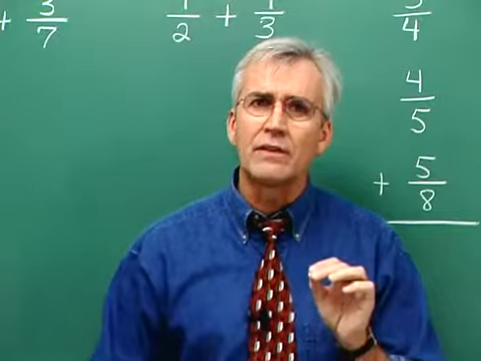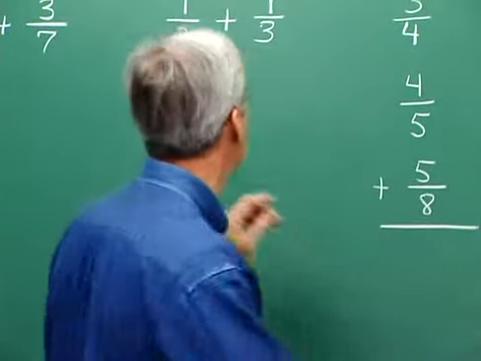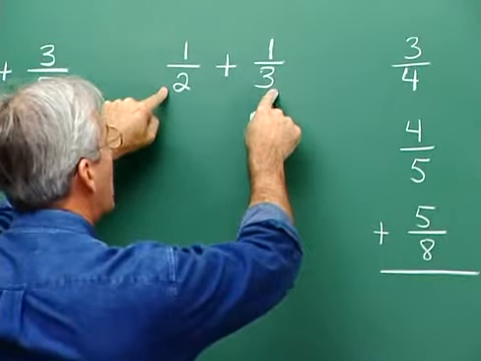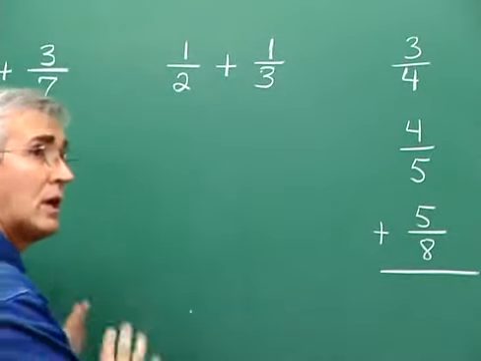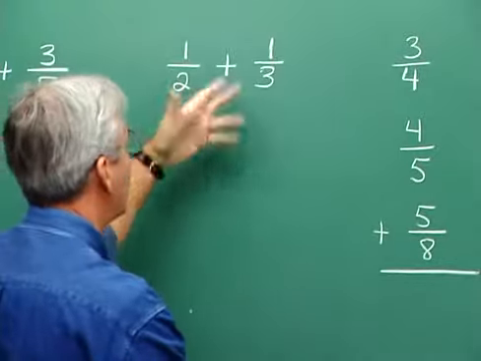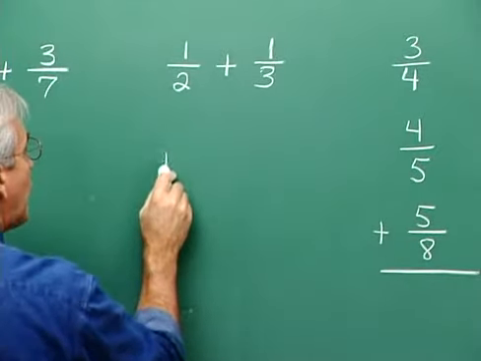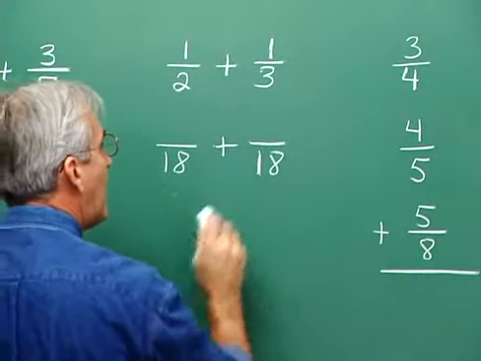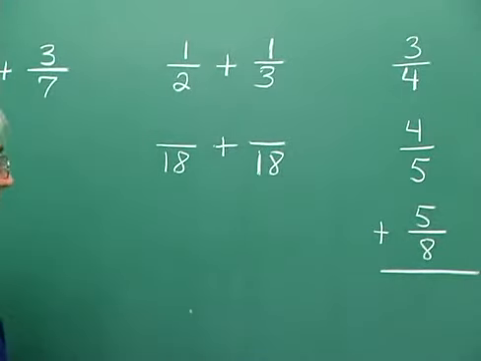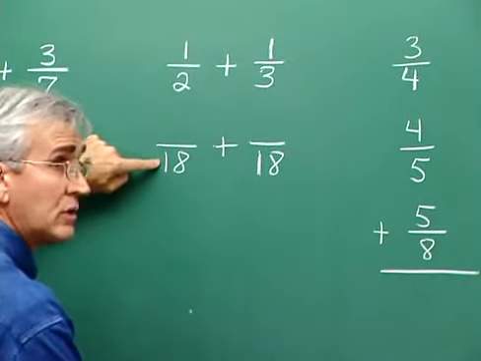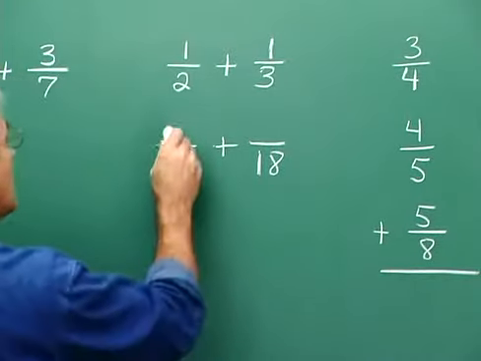Now, how do we do that? It turns out that any common multiple for 2 and 3 will do as a new denominator. For example, 18 is a common multiple for 2 and 3. So I could change these fractions into new ones which have denominators of 18. And remember, the process of doing that is this. 2 into 18 goes 9. 9 times 1 is 9.